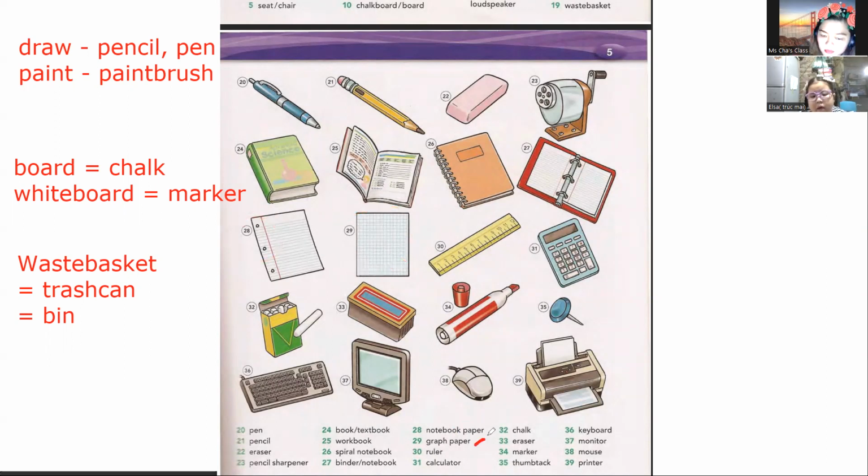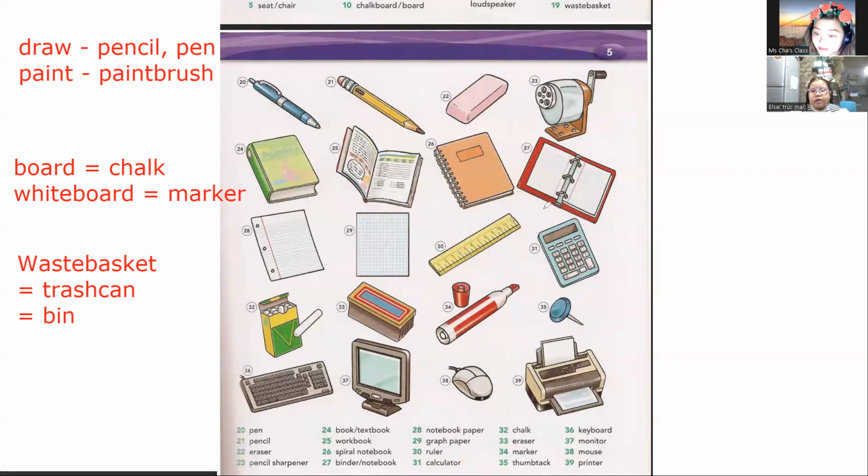Number 29, graph paper. Elsa, graph paper. Have you seen a paper that has a lot of squares? Yes. All right, that is graph paper. We use this, if you're quite old enough, for math lessons. Number 30, we have ruler. Number 31, calculator. This one is calculator.